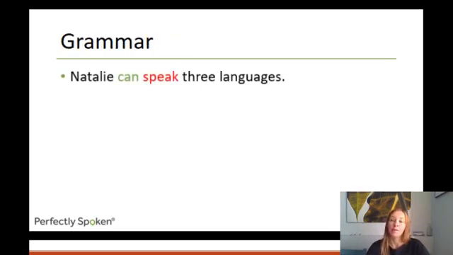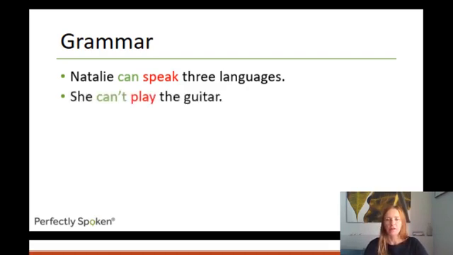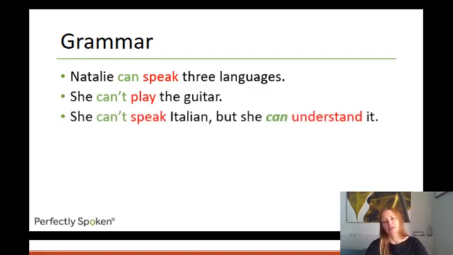So let's look a bit at the grammar. Okay. So we had Natalie can speak 3 languages. She can't play the guitar. She can't speak Italian, but she can understand it. Okay, so notice here. Before we look at grammar, I just want you to listen to the pronunciation, okay?